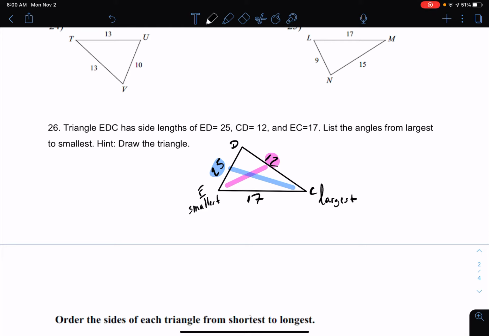Remember, we're just drawing a random triangle, labeling it, putting in our numbers, and then just looking at your numbers. Don't look at the triangle necessarily. See if it's drawn to scale, because it's most likely not going to be. Just look at your numbers and do the math. You guys will be all right.